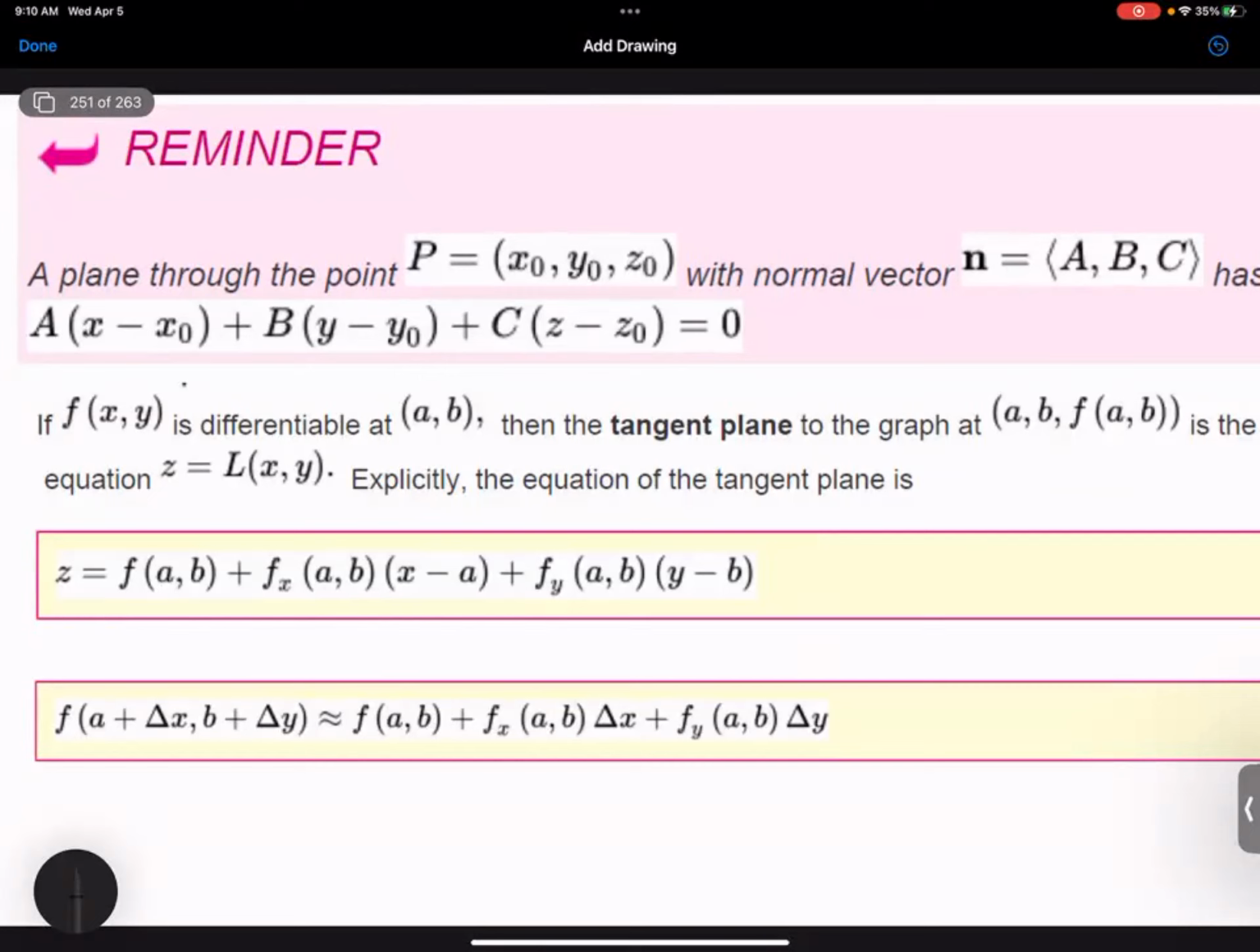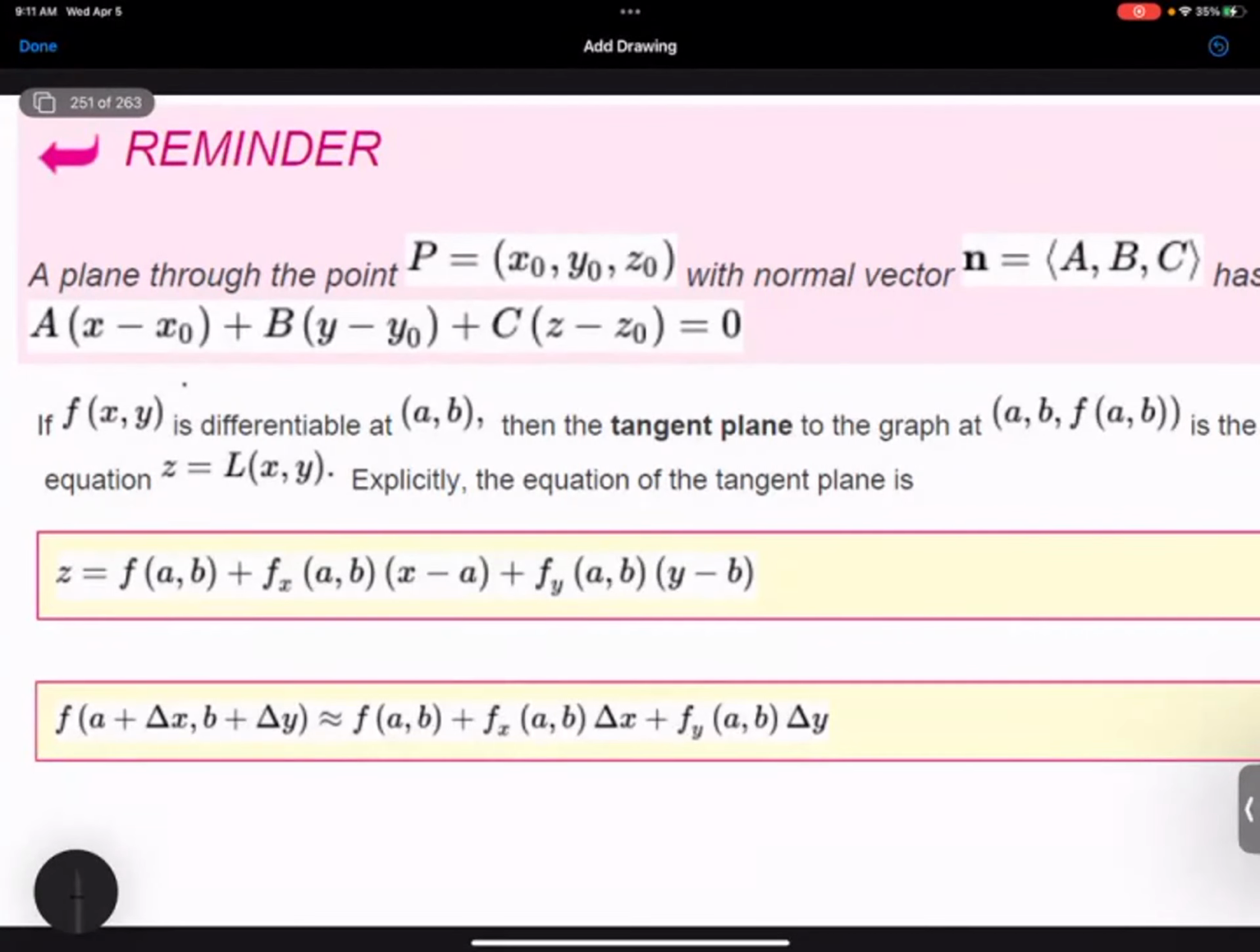What's nice is this is clear how it would generalize if we had more variables. You would just add more partials times how much you've moved in each direction. And one way you can see that this is reasonable is if I keep y fixed, I've reduced it to a one-dimensional problem, it should reduce back down to the tangent line. Similarly, if I keep x fixed, it should reduce to the tangent line, but now in the y direction. And so this is the only thing it could possibly be.